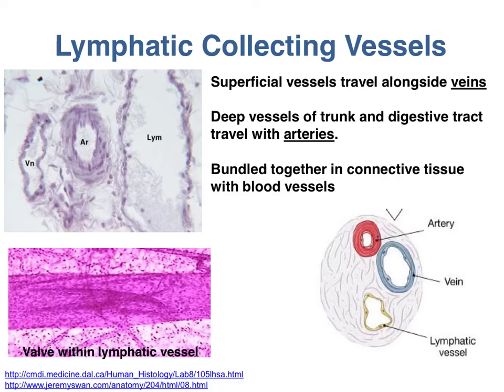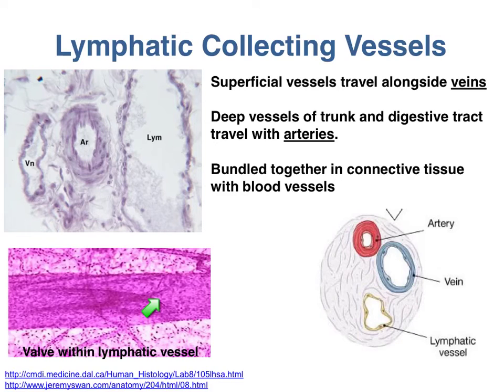Lymphatic capillaries drain into larger collecting vessels. Collecting vessels travel alongside arteries and veins. The collecting vessels are similar to the veins in structure, but they have even thinner walls, more internal valves to prevent backflow, and they are very highly networked.